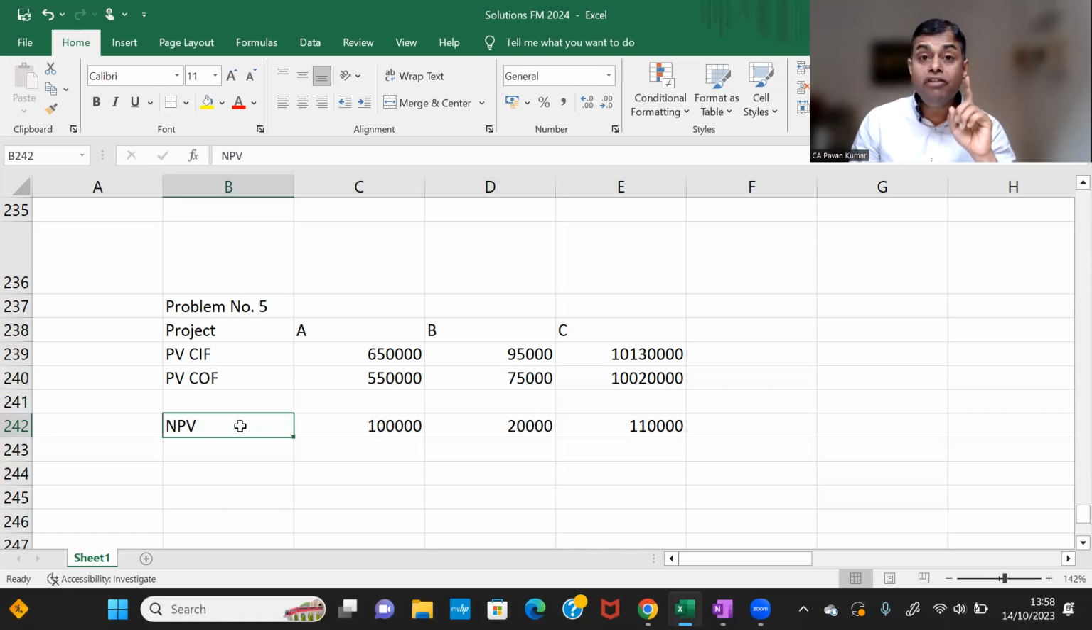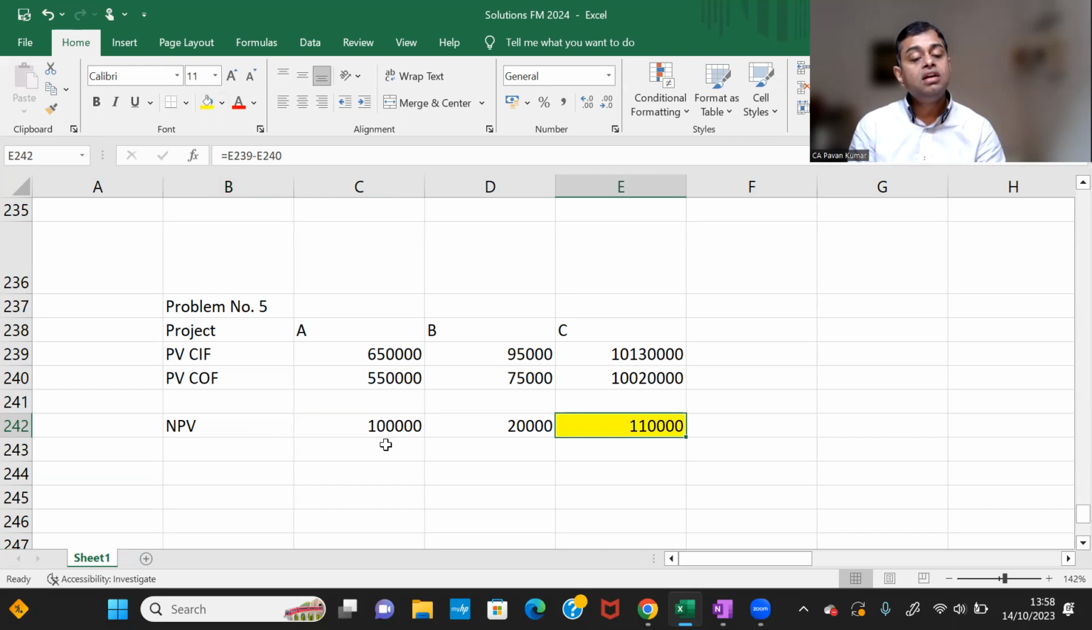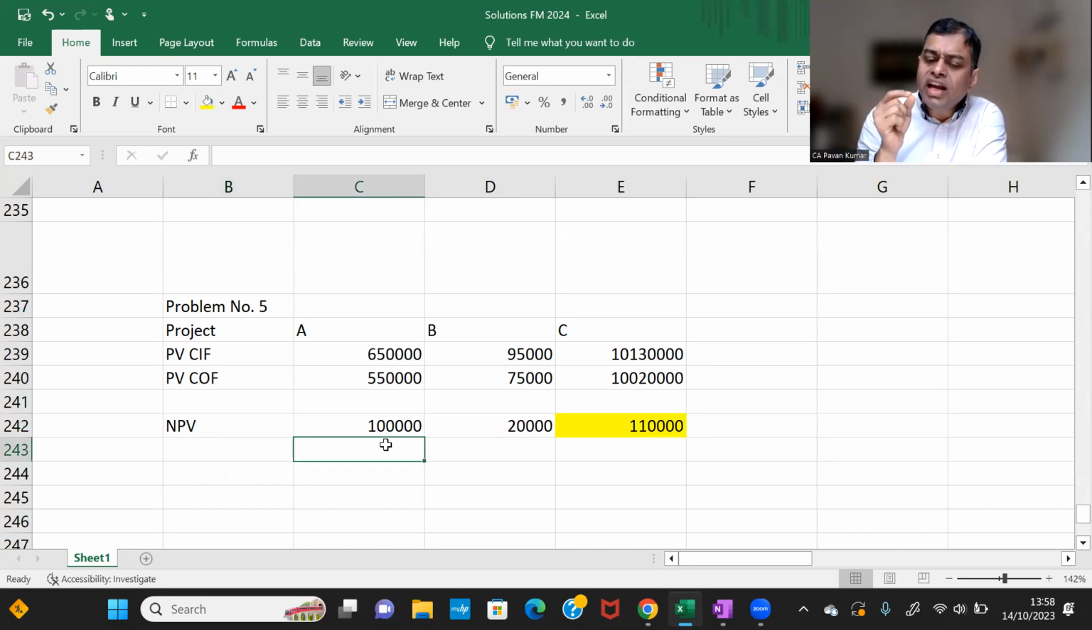If you blindly go with mathematics, my dear friend, this is the problem with technology or mathematics or artificial intelligence or formulae. If you blindly go with what theory told you, you would have chosen project C because it has highest NPV. But don't you think it is foolishness to accept project C?